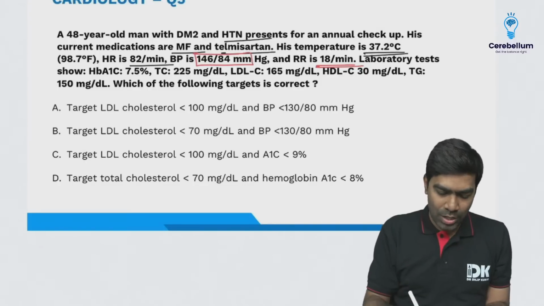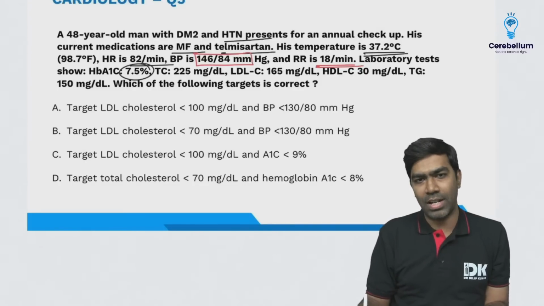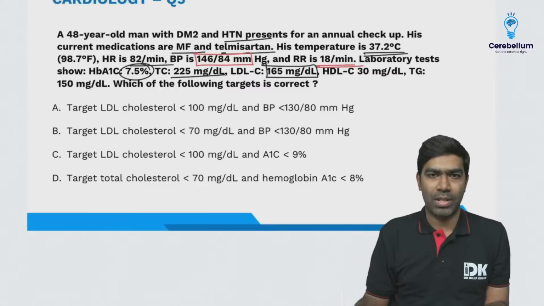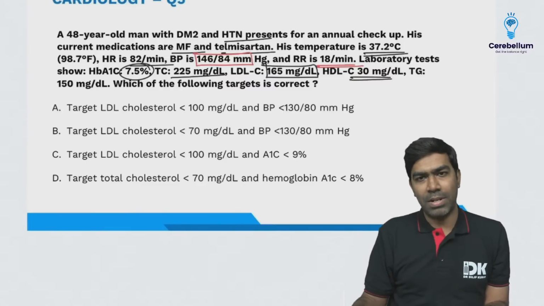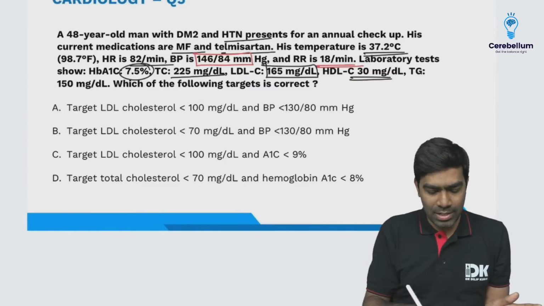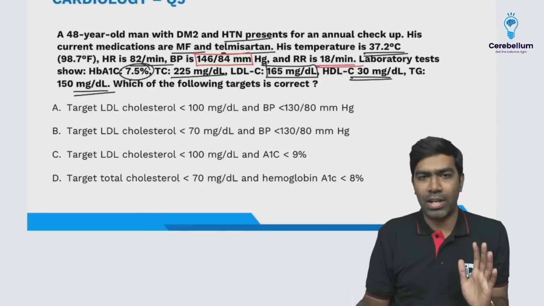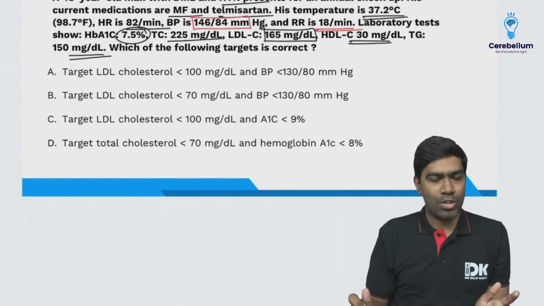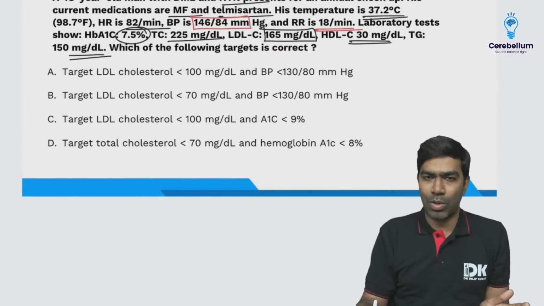Laboratory tests show HbA1c of 7.5%, which is definitely elevated. Total cholesterol is 225 milligrams per deciliter. LDL alone is 165 milligrams per deciliter. HDL cholesterol is 30 milligrams per deciliter. That doesn't matter anyway. Triglyceride is around 150. Which of the following targets are correct? So option A states like target LDL should be less than 100 and BP target should be less than 130/80.